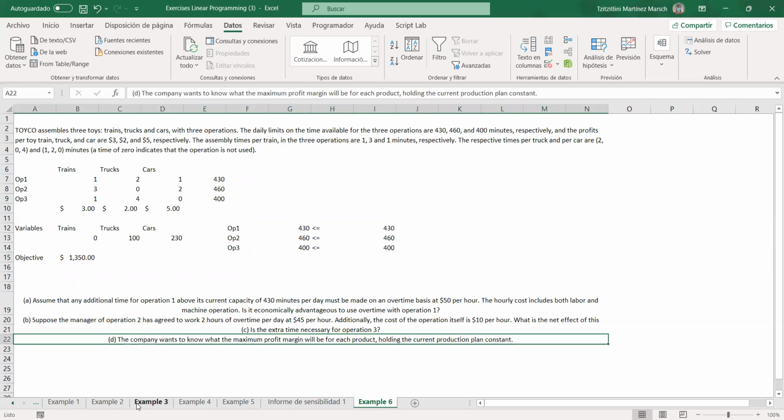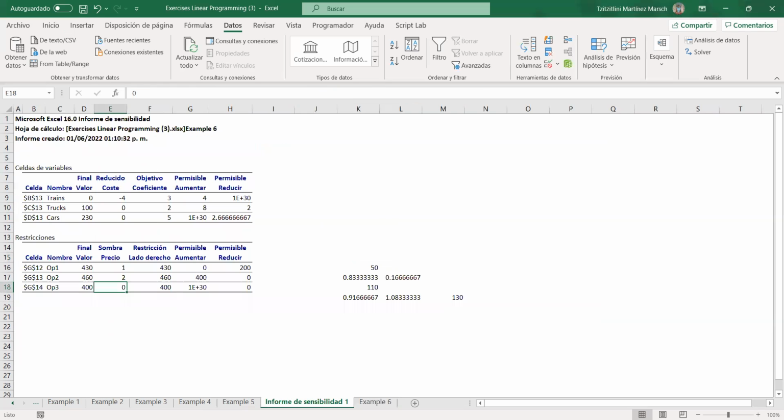Then it says, if the company wants to know what the maximum profit margin will be for each product, holding the current production plan constant. So this is where we go here. This is for my objective. And it says here that for each train that I make, I'm actually going to lose money. So is it advantageous? No. Okay, so I have 3. That means I can go up to 3, I can go up to 4. I'm not making any money.